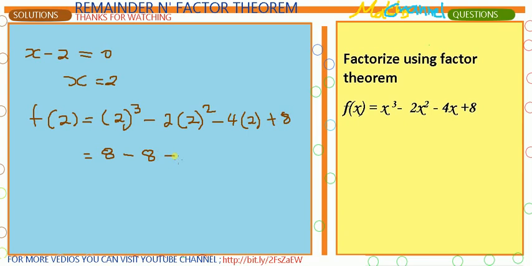4 times 2, it's 8, plus 8. So we have 2 8. So this 8 will cancel this one. So we have something like 0. So we can conclude that x minus 2 is a factor.